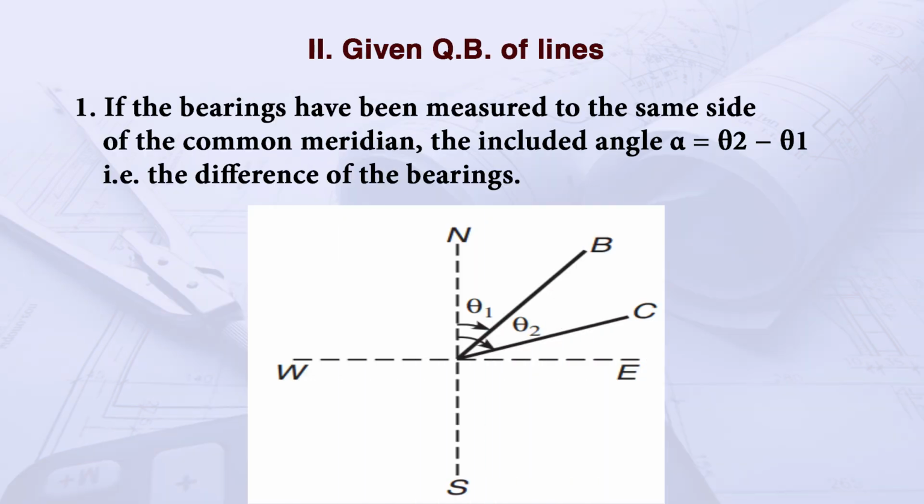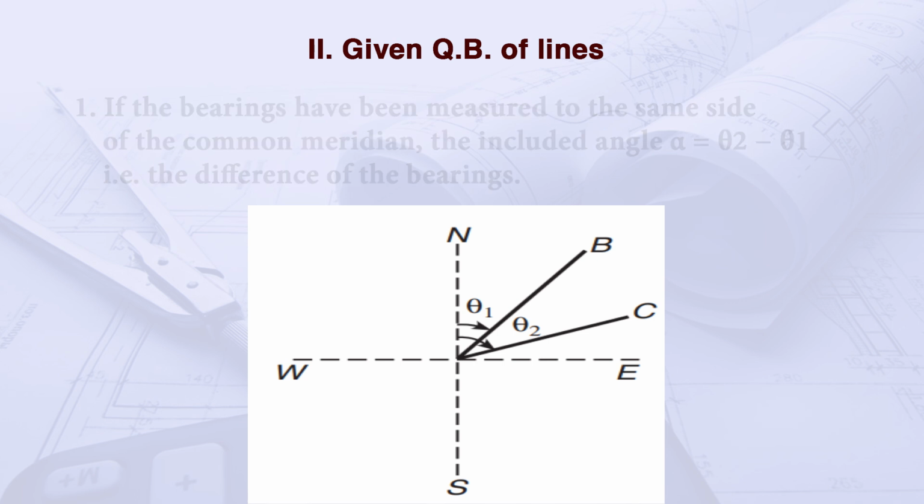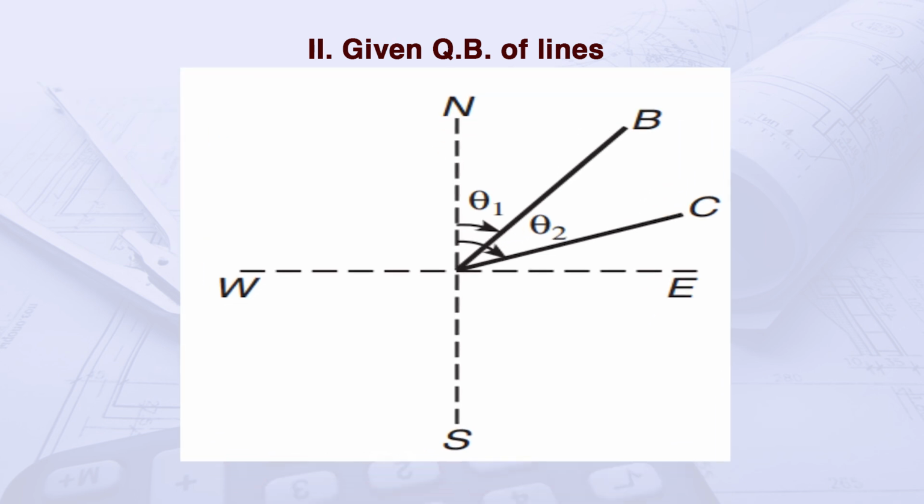Now, we will take case 2, in which we have been given the quadrantal bearing of lines. Firstly, if the bearings have been measured to the same side of the common meridian, the included angle alpha can be calculated as theta 2 minus theta 1, referring to the figure, that is the difference of the bearings. This is true for all the quadrants.